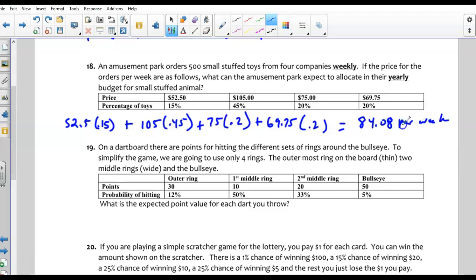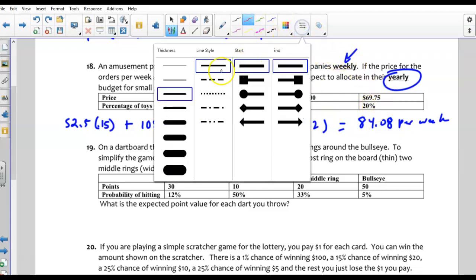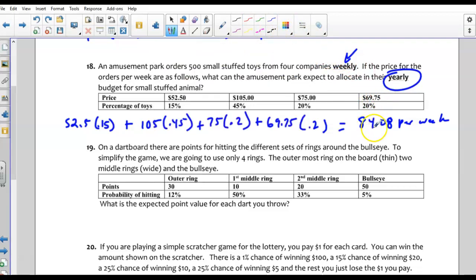Now, notice the question here says yearly, right? We compare the weekly prices, which this is per week, that's the expected value per week, to the yearly. So if this is the weekly, there's 52 weeks in a year. So if I multiply 52 weeks times 84.08, that gives me $4,372.16 per year.